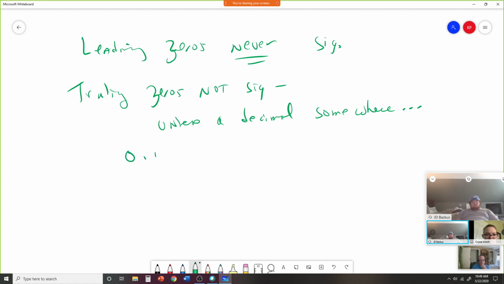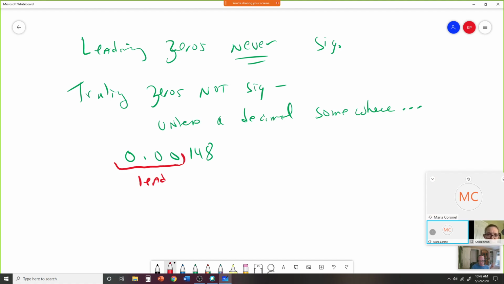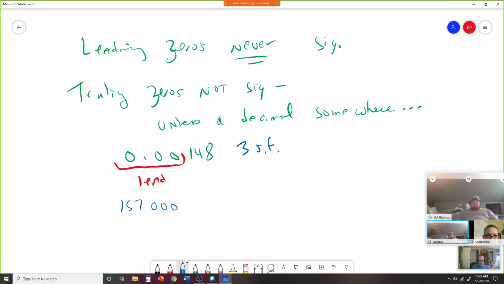So if I have this, how many sig figs is that? Well, these are leading, so they don't count for anything. So this would be 3 SF. How about this one? How many sig figs there?